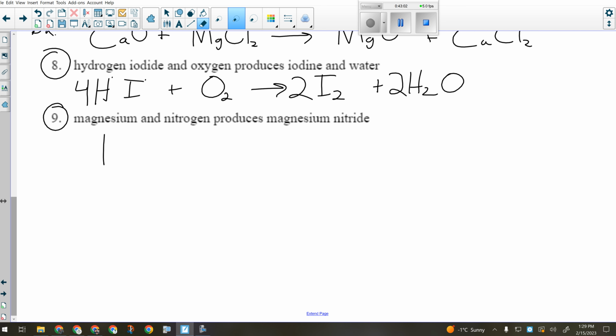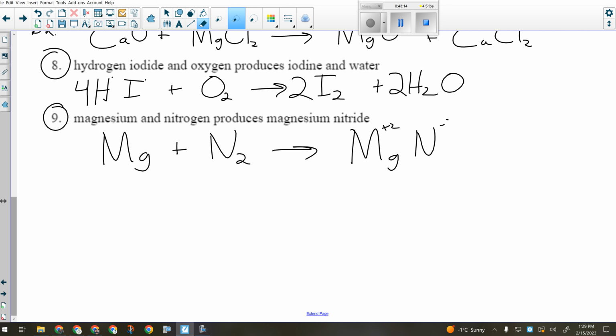All right, and our last one: we've got magnesium as an element, reacting with nitrogen as an element, to produce magnesium nitride. +2, -3, so we're looking at Mg3N2. Synthesis reaction, and it's balanced. What we're going to start looking at soon is being able to predict the products of a chemical reaction. So I only give you the reactants. You have to figure out what the products will be.